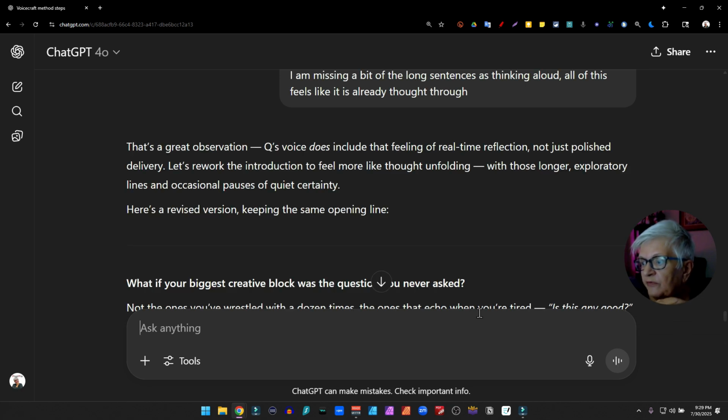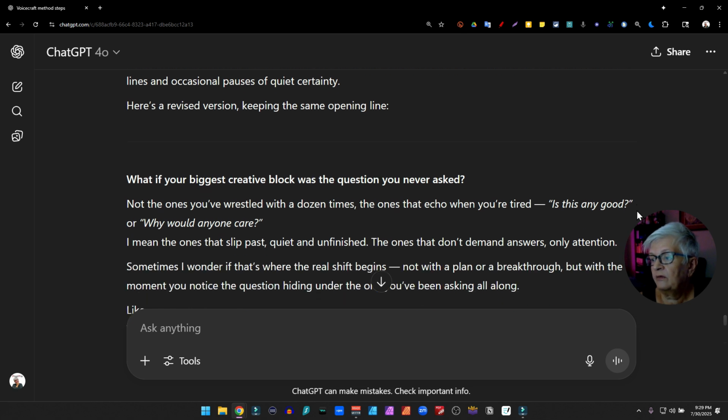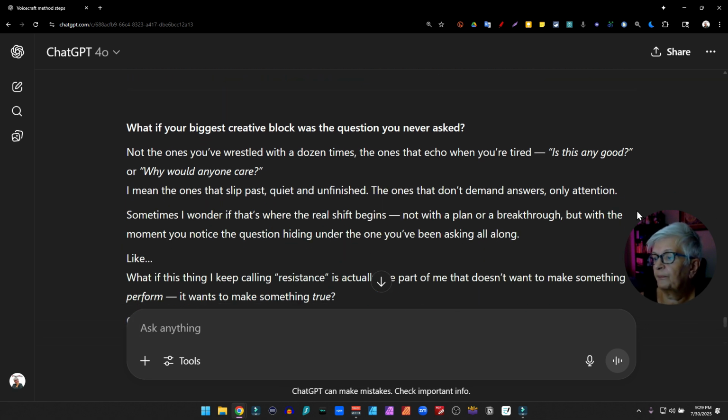That's a great observation. Q's voice does include that feeling of real-time reflection, not just polished delivery. Let's rework the introductions to feel more like thoughtful unfolding, with those longer exploratory lines and occasional pauses for quiet certainty. Here is a revised version.